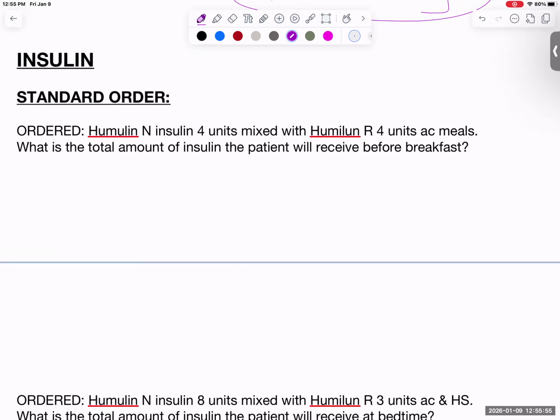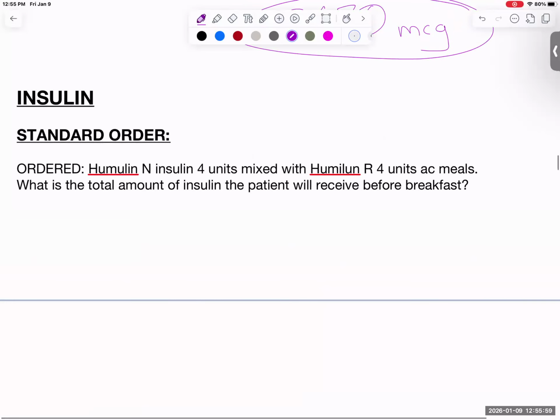So a standard insulin order is something like this that you see on your screen. So the doctor has ordered Humulin N, it's just a type of insulin, 4 units mixed with Humulin R, 4 units. What does AC mean? Before meals, right? Before meals. All right, so this patient needs this insulin before their meals.